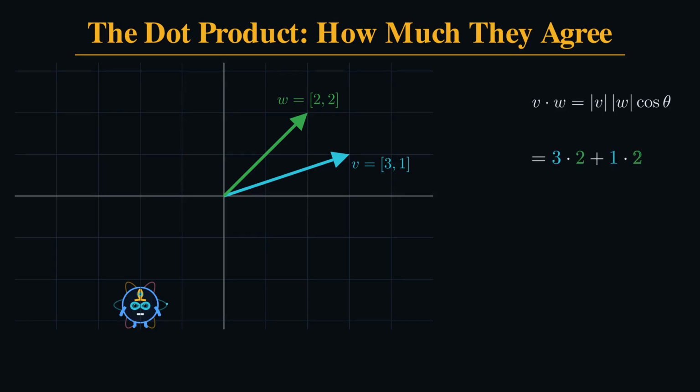But here is the gift. You never measure an angle. Just multiply the matching numbers and add. 3 times 2 plus 1 times 2 is 8. The very same answer, the easy way.